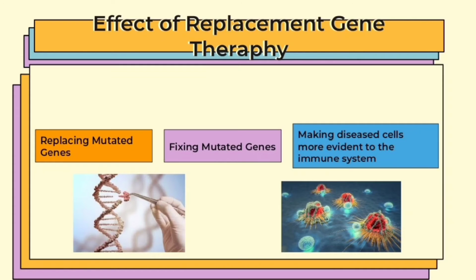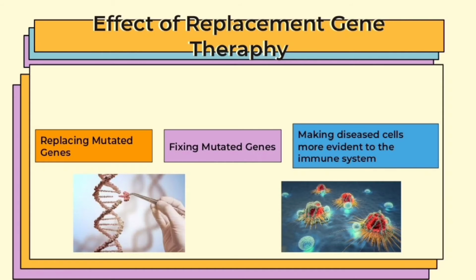Okay, so the next thing is the effect of replacement gene therapy. There are three main effects of replacement gene therapy. The first one is to replace mutated genes. By replacing the mutated or defective genes, it can help to treat certain diseases, because some cells that become diseased do not work or maybe work incorrectly. So by replacing them, our cells will become normal.